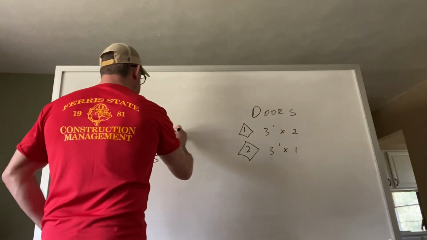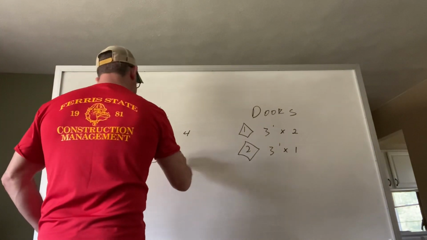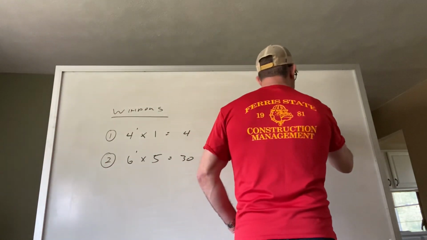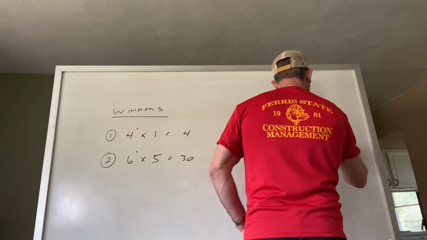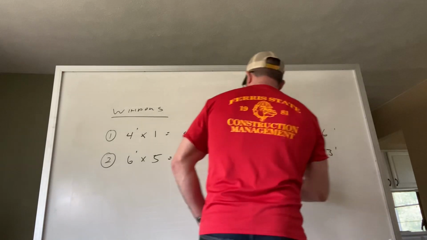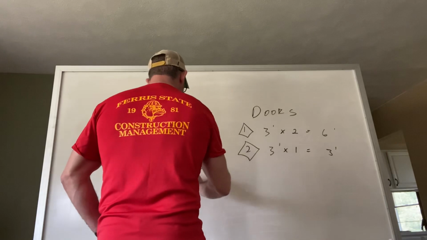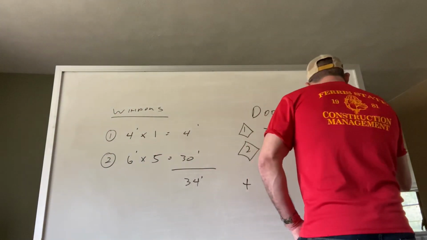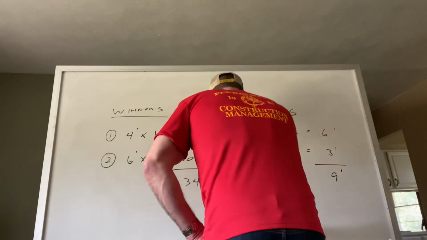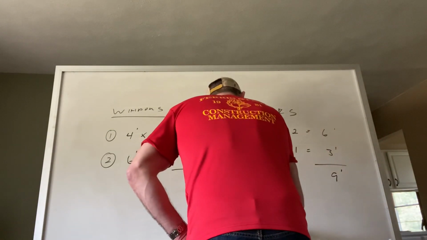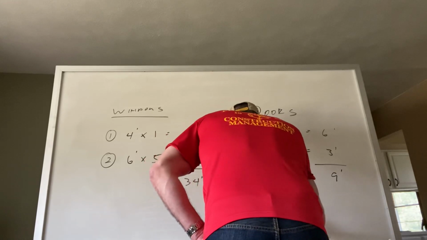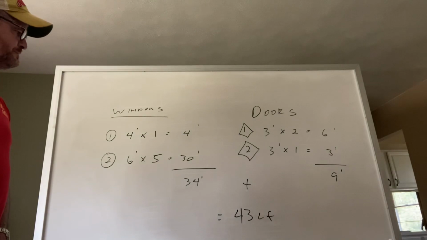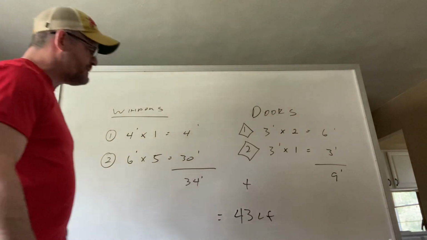I can determine that by multiplying all of these together and then adding everything up. So 4 times 1 equals 4. 6 times 5 equals 30. 3 times 2 equals 6. 3 times 1 equals 3. All of those are in feet. So I add them up. I've got 34 foot there, plus I've got 9 foot here. So 34 plus 9 would equal 43 lineal feet of opening. All right, but what else do I have to understand here?